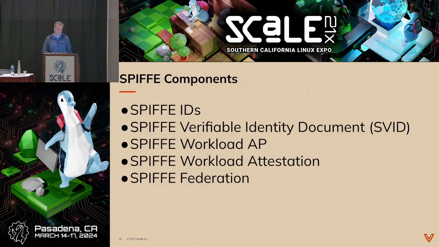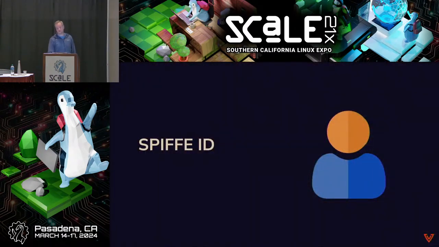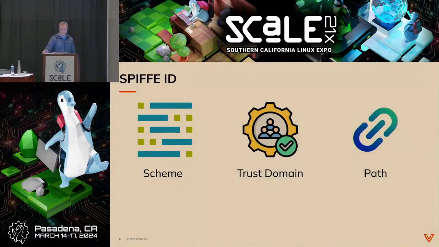So the SPIFFE framework consists of five distinct components, and each component has its own function. As part of this presentation, we're going to go over them one by one. We're starting with the SPIFFE ID. To a human, that is comparable to our name and how we are called. So the SPIFFE identity looks very similar to what a website URL would look like. And it consists of the following.